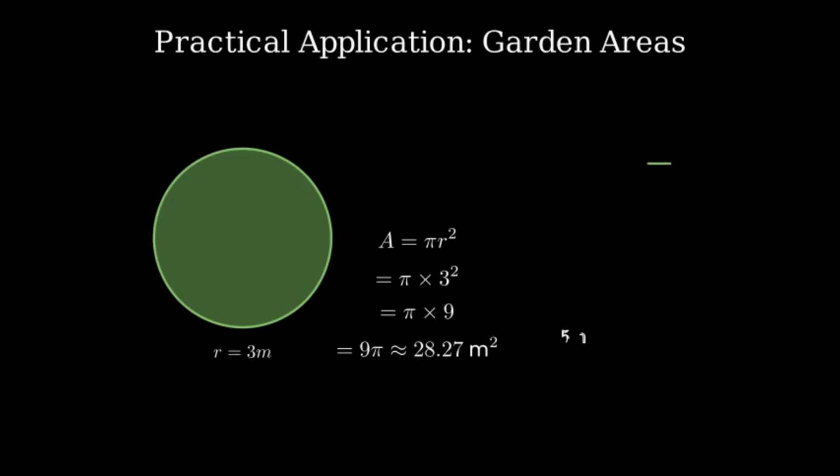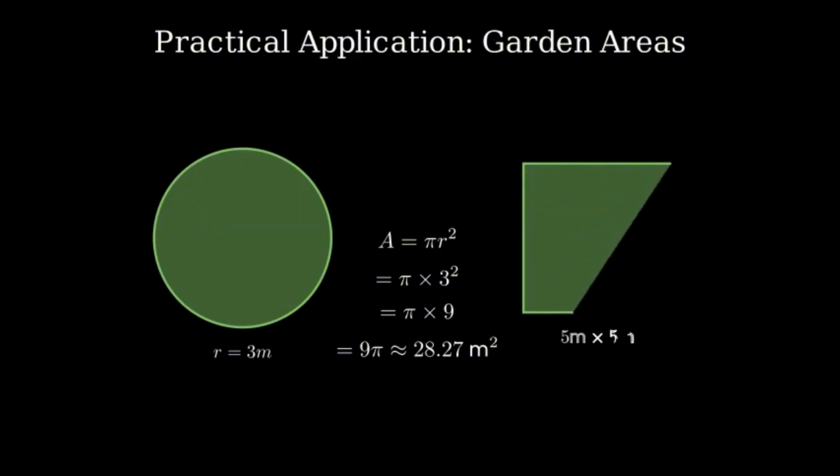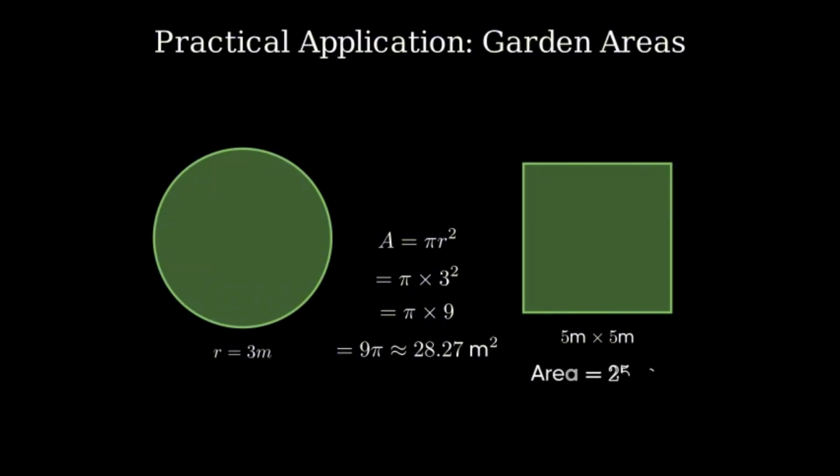Now, let's compare our circular garden with a square garden that has sides of 5 meters each. Many gardens are designed in square or rectangular shapes because they're easier to plan and build. To find the area of a square, we simply multiply the length by the width. In this case, that's 5 meters times 5 meters, giving us an area of 25 square meters.